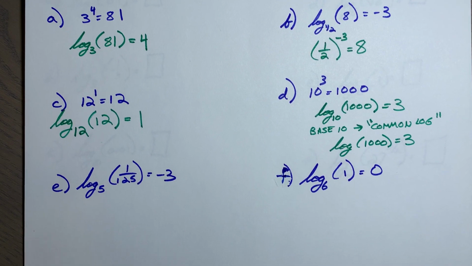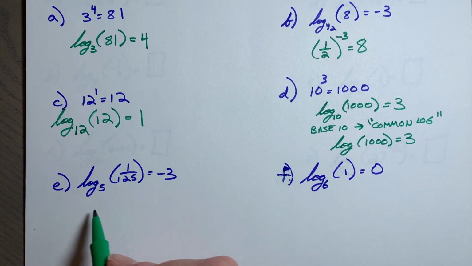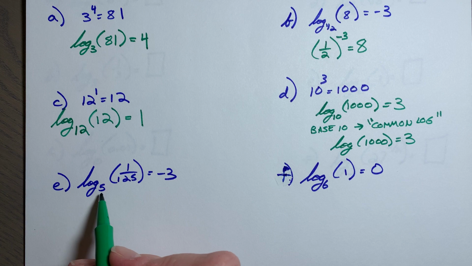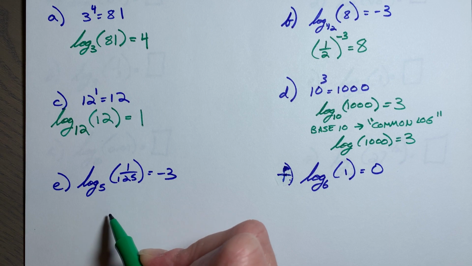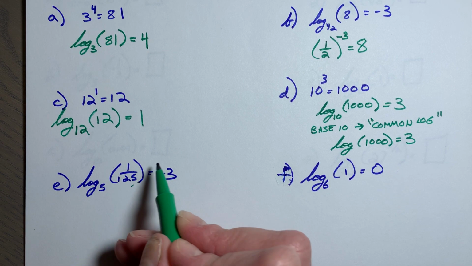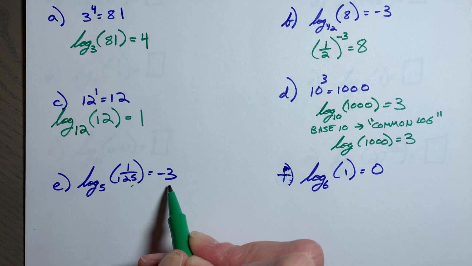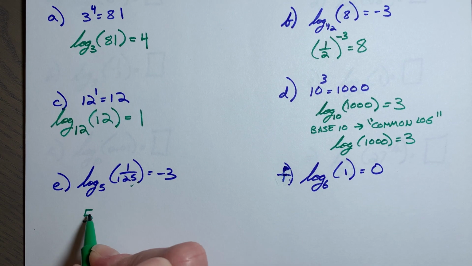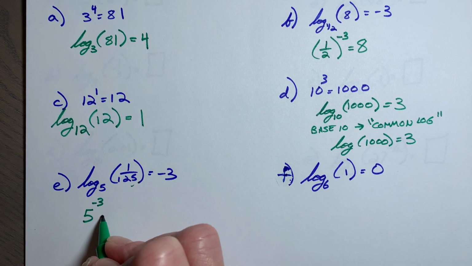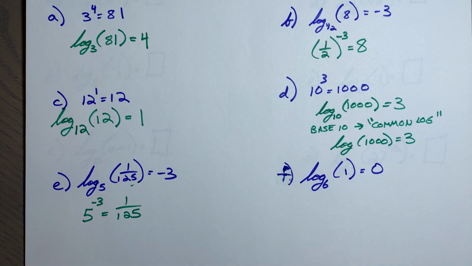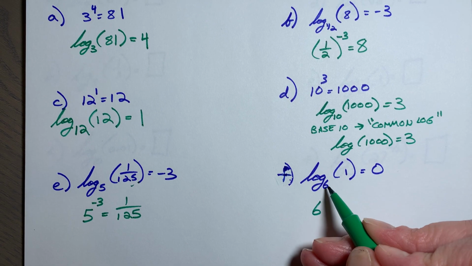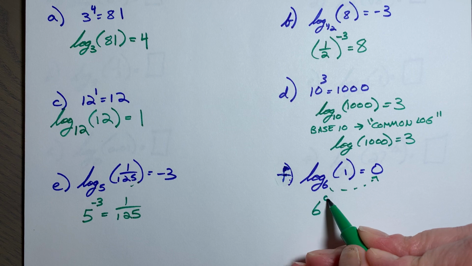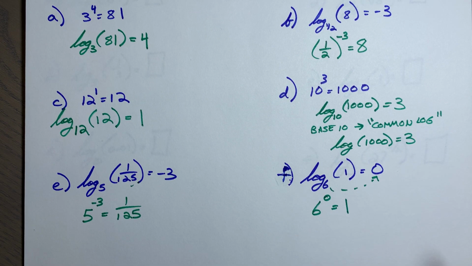All right, let's finish off here then. Here's another log form. This is saying if we have a base 5 and we want the result to be 1 over 125, the exponent needs to be -3. So we identify the base, we identify the exponent, and then we get the result. And we're going to see the same thing here. We're going to identify the base is 6. We're going to identify the exponent is over here, and then the result is 1.